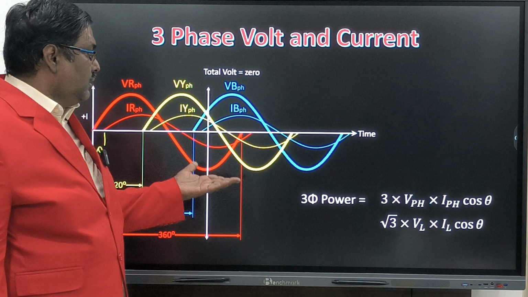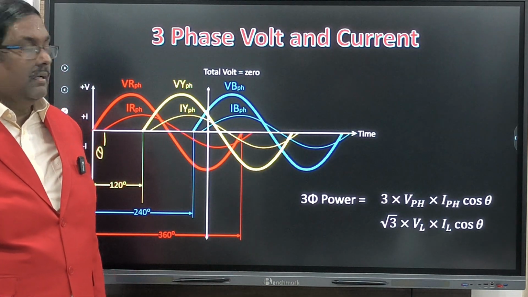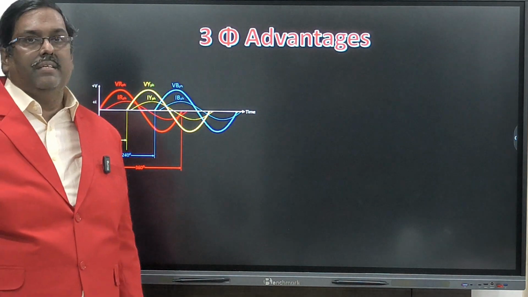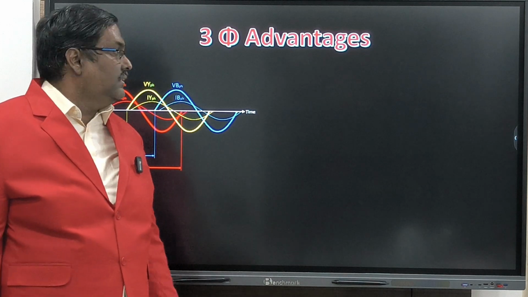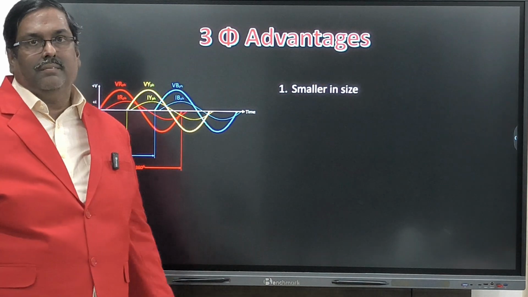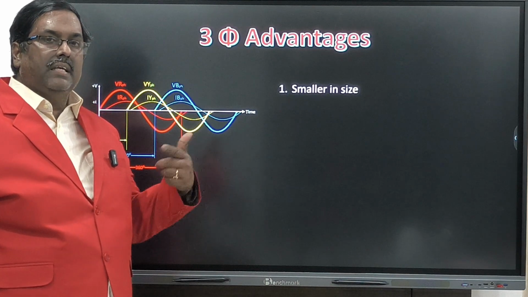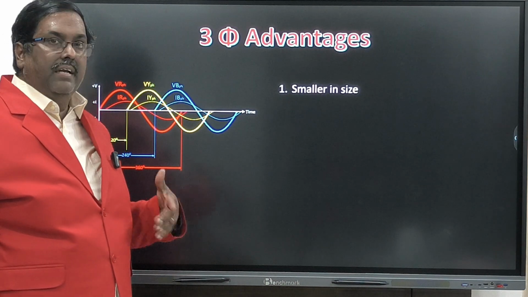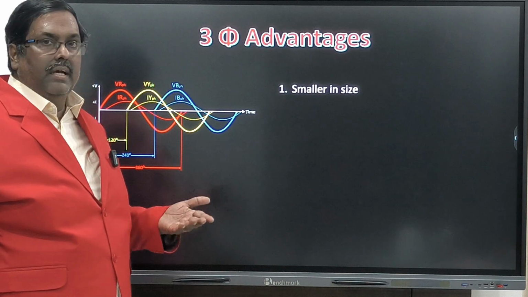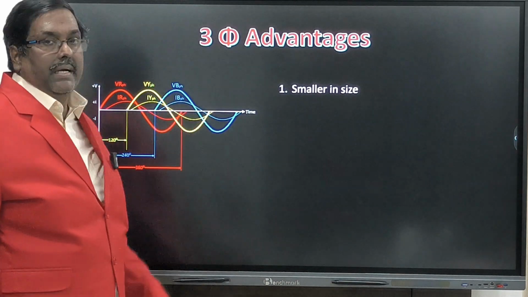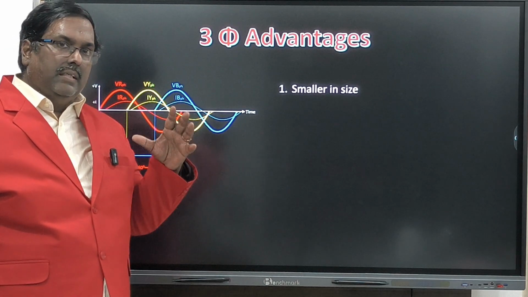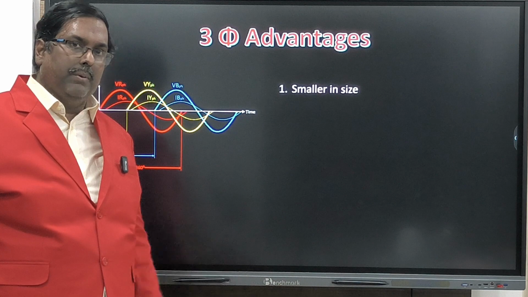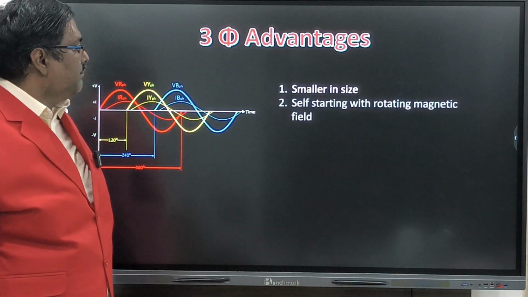I think I have covered almost everything, and now we will talk about the advantages of 3 phase. Why are we not using single phase? Why was 3 phase developed? It is smaller in size, because in single phase the winding connection and everything will be huge. So if you see the weight to power production ratio, 3 phase is better. The size is very small, producing more power than single phase. For single phase, the size will be bigger, producing the same power. So smaller in size.